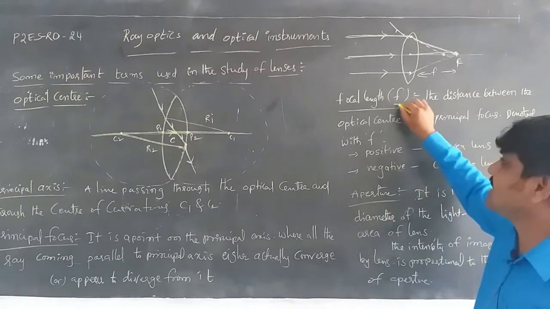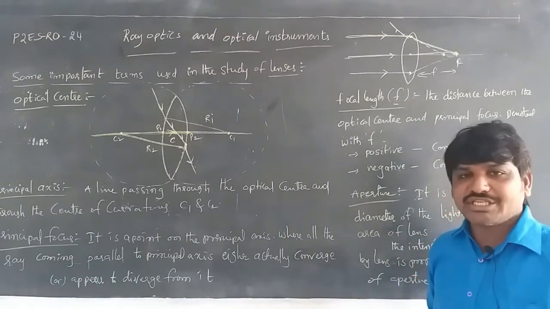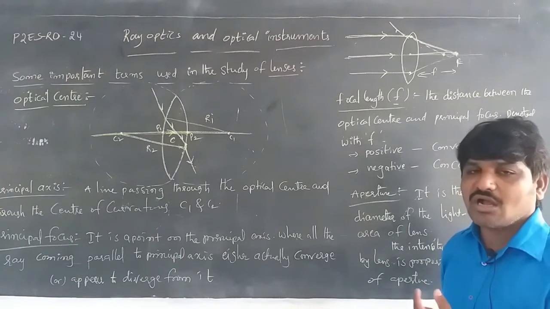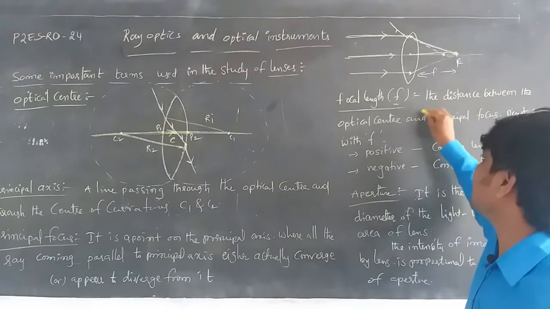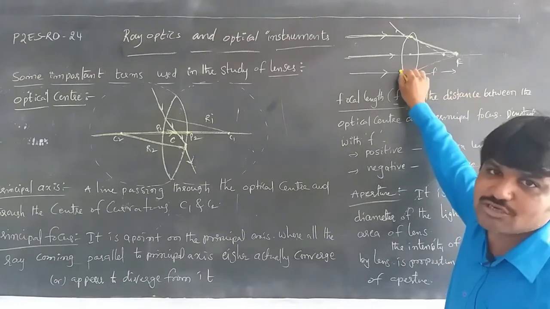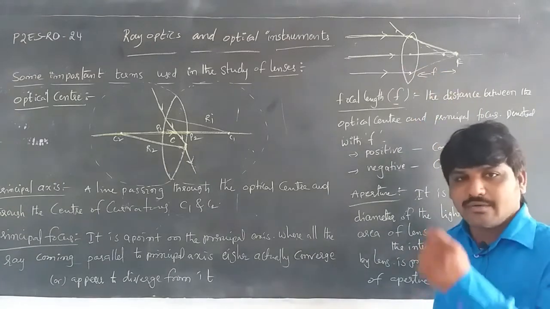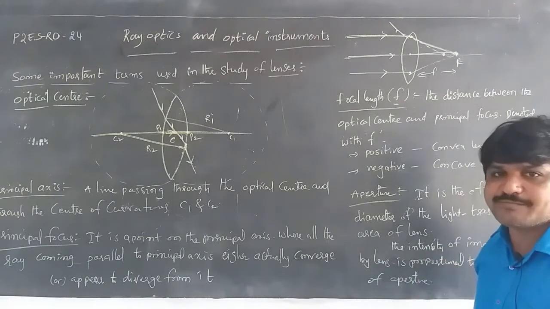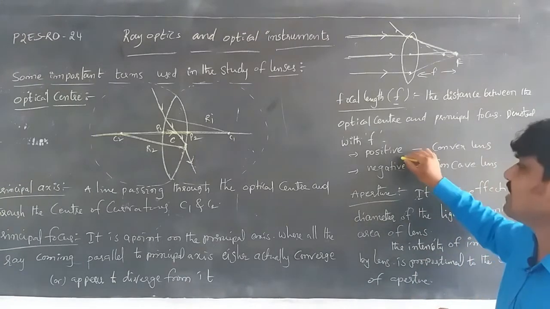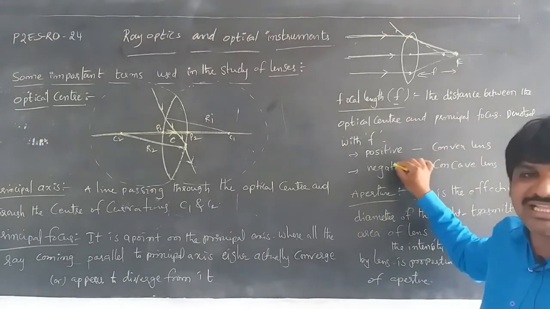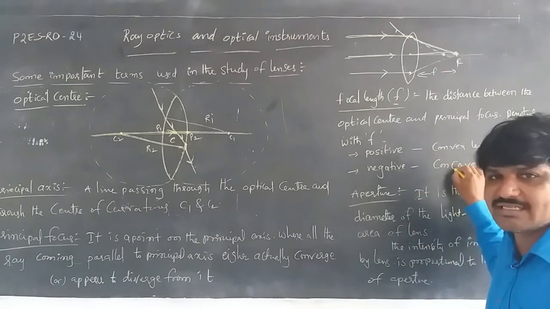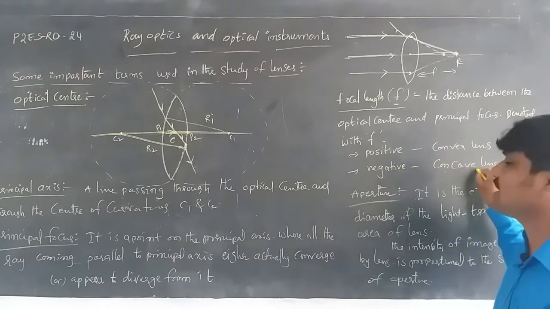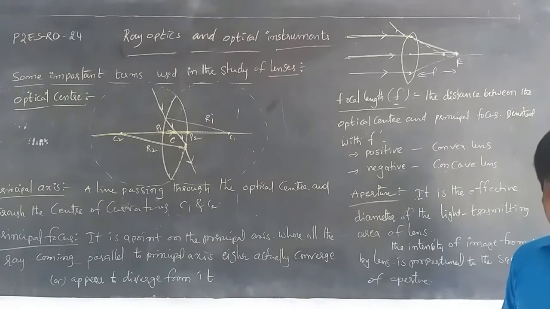And also this focal length is taken positive for the convex lenses and negative for the concave lenses. Once again, the distance between the optical center and the principal focus is called the focal length. That focal length is denoted with a small f, and you see here the focal length is taken positive for convex or converging lenses, and negative for concave or diverging lenses.